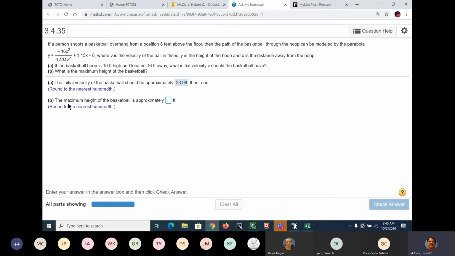Well, the maximum height of the basketball, we got to plug that 23.99 back in to the equation so we can plot this equation and find the vertex. Because maximum means the vertex. So we're going to have to put that 24 back in to the equation.